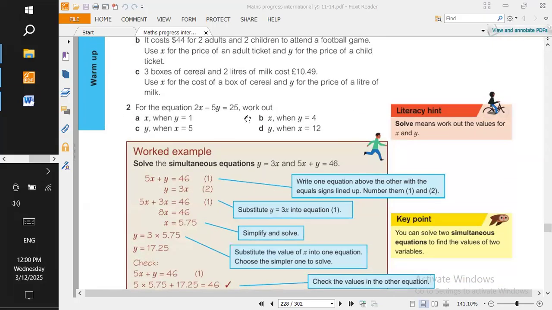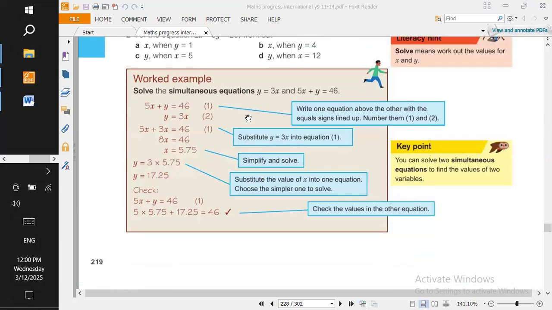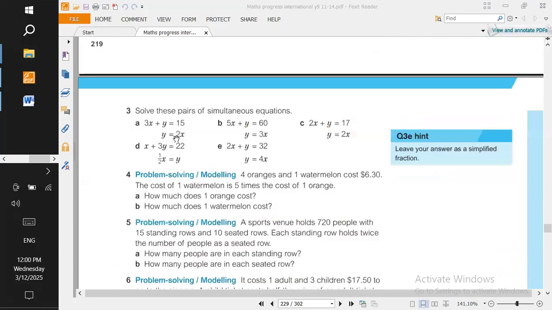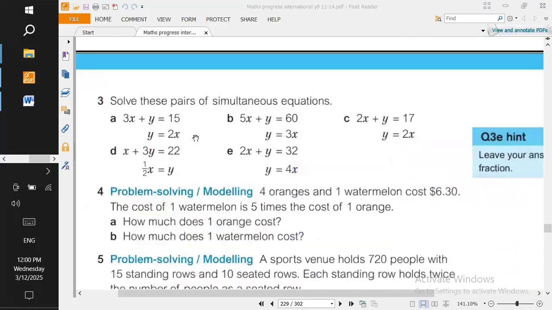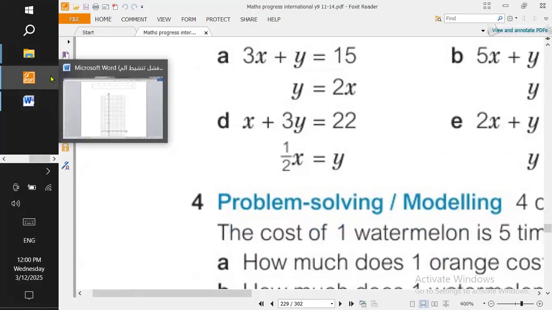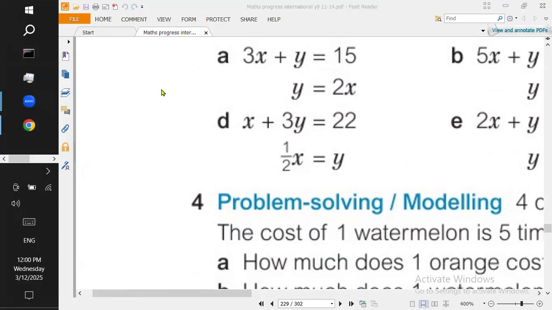This one is about simultaneous equations and how to solve them. First, let's take a look at this. Here. Solve these simultaneous equations. Here, we have some simultaneous equations that can be solved using the substitution method. So the meaning of substitution method is that you have to take the value and substitute it instead of the variable. So let's cover this here and do the work so we can understand the idea.